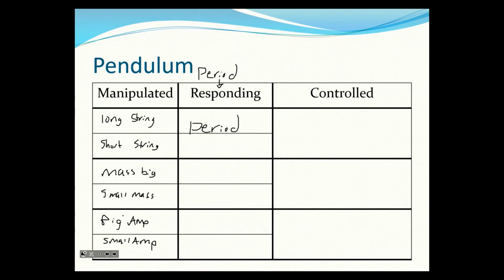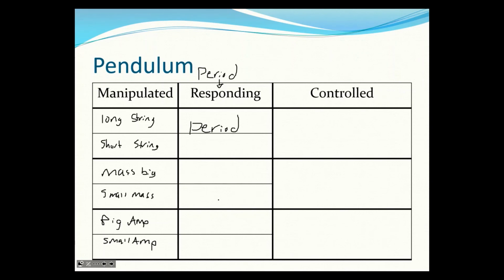Normally we can't change gravity in real life, but in this simulation you can change gravity. We can manipulate gravity in this, but in normal situations on Earth you can't. So our period is always our responding variable.